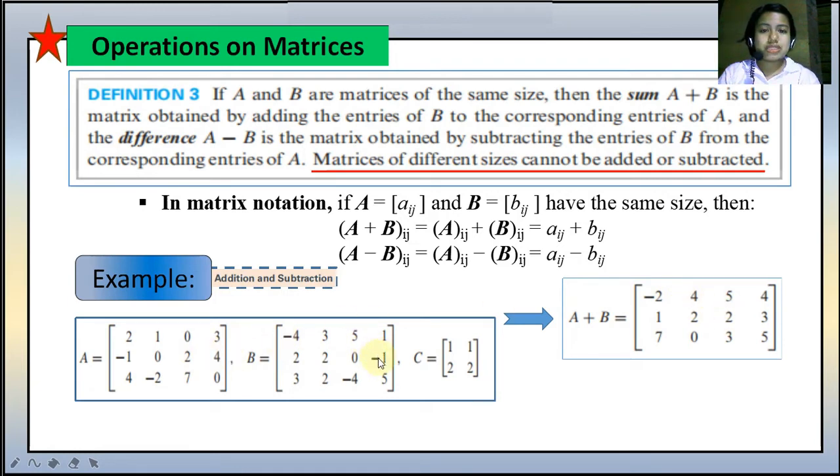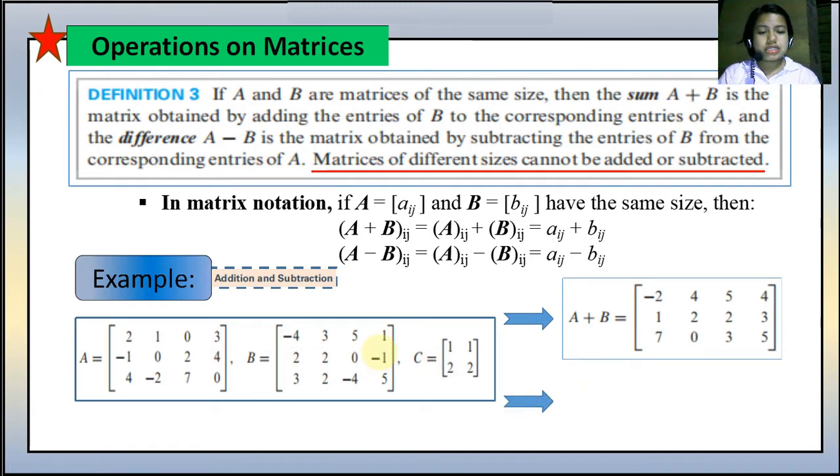Then we have 4 plus negative 1, that is 3. 4 plus 3, that's 7. Negative 2 plus 2 is of course 0. 7 plus negative 4, that's 3. Then we have 0 plus 5, which is equal to 5. So this matrix here is the sum of matrix A plus B. And we obtained the entries of this matrix by adding the corresponding entries of matrix A and matrix B.